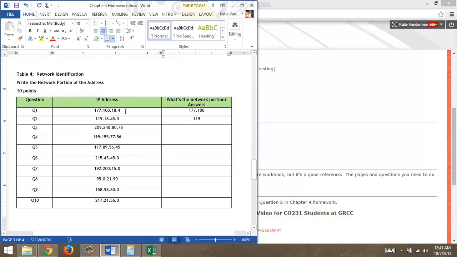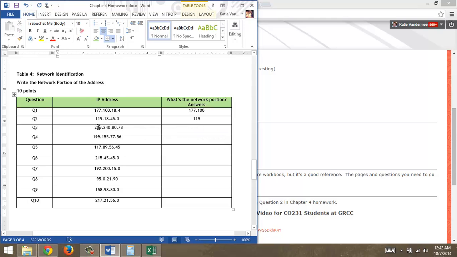Table 4, this has to do with network identification. Now from a class, this is in the chapter, I'm not sure what page, but I'll explain it here. When you look at a class of IP, 177, we know that 177 is in a Class B. That means that the first two octets are the network address. 119 is in a Class A, so the first octet is the network portion. The rest is the host portion.